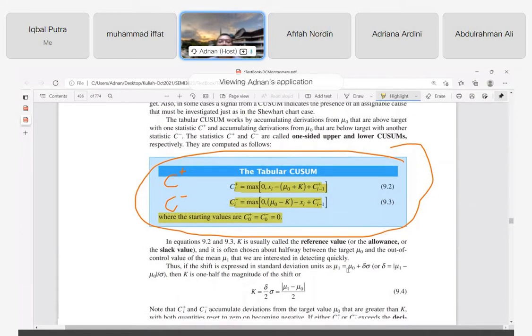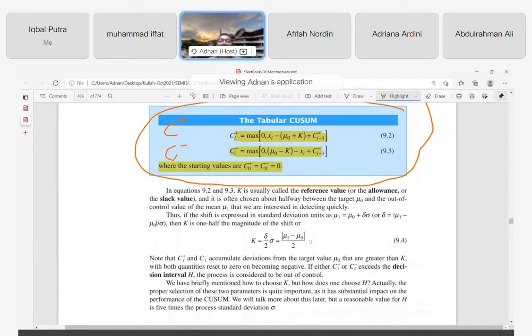We need to understand what the K values are. The good thing about QSUM is you can set these K values, what we call the reference value, or allowance, or slack values.